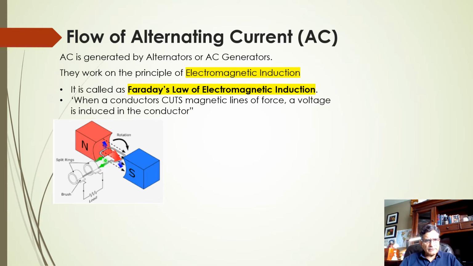The electricity will be produced in this coil, not in the wire coming out. So this is the elementary diagram of a physical generator, and this arrow shows the direction of rotation. In this case it is clockwise.